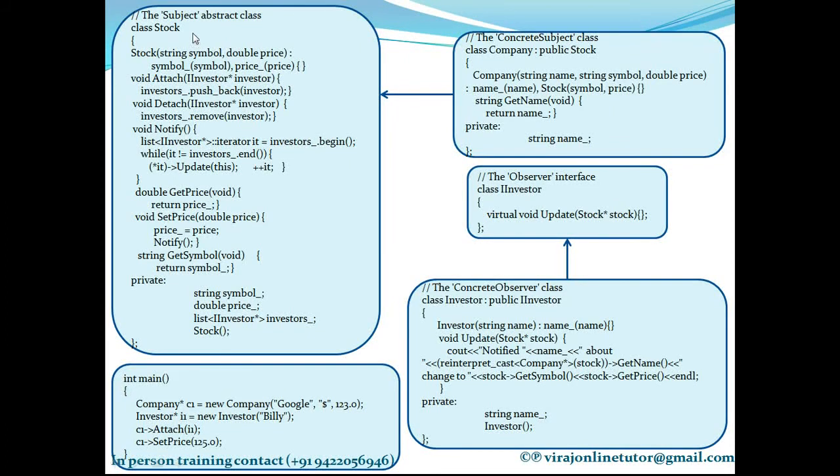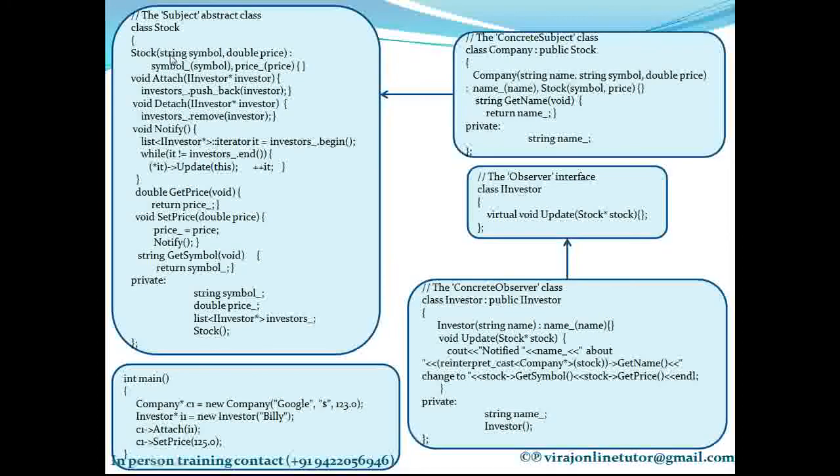Okay. So these are basically four important classes. Stock is an abstract subject. Company is inheriting from a stock. Similarly, I have an interface of the investor, and I am having an actual investor which is inheriting from I investor. Clear? Let's get into intricacies of what is there in the implementation.